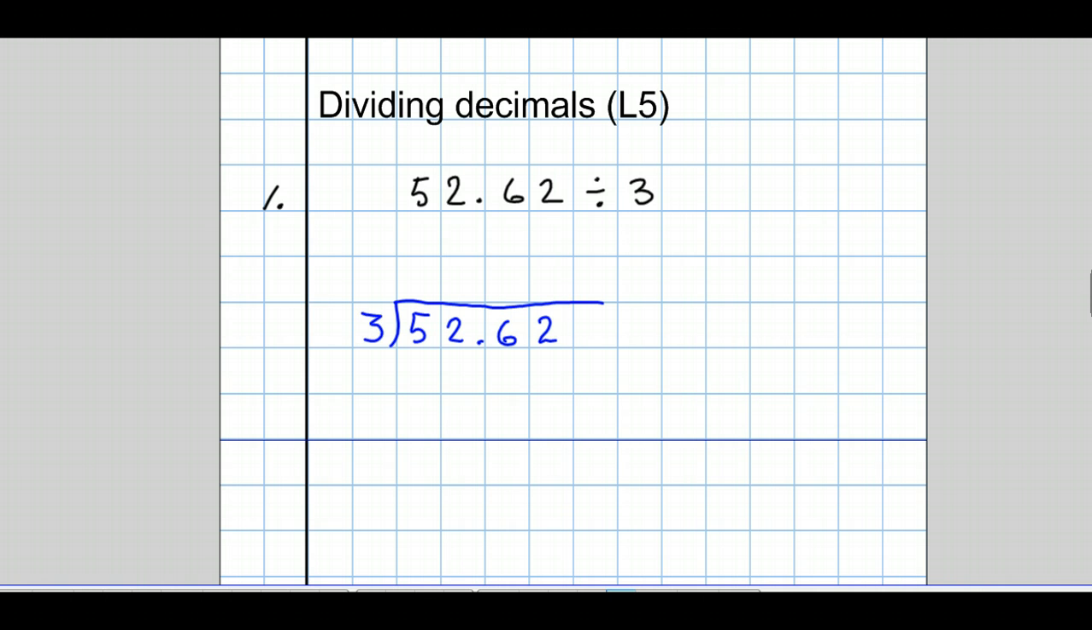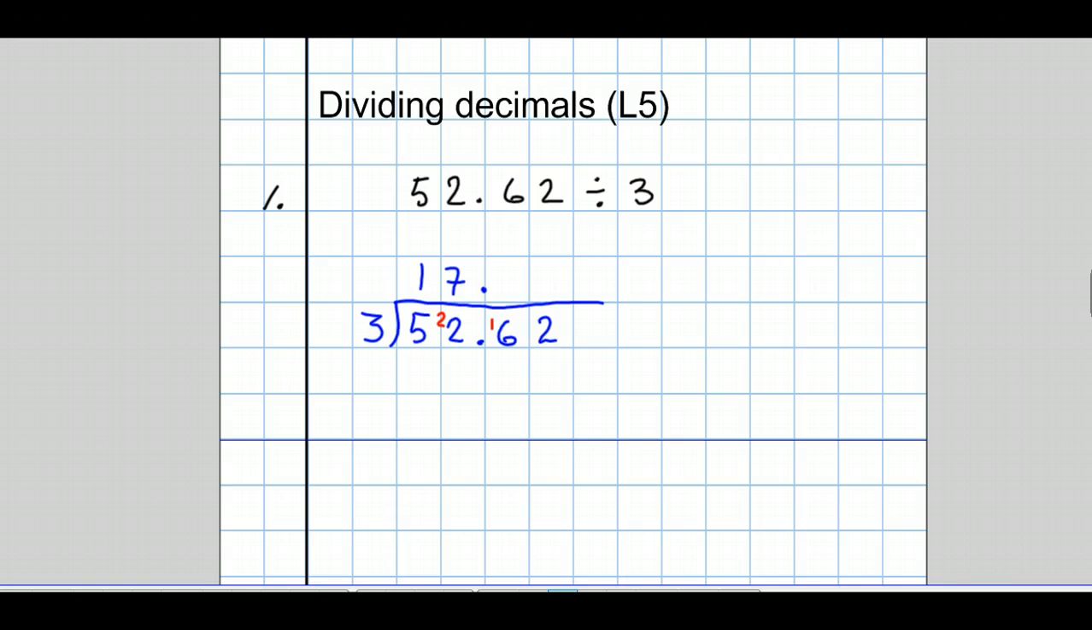Before you do any arithmetic, put a decimal point above the decimal point in the number that you're dividing, like so. Now watch what I do. 3's into 5 go once, with 2 left over, remainder of 2. 3's into 22 go 7 times. 7 3's are 21, so there's 1 left over.